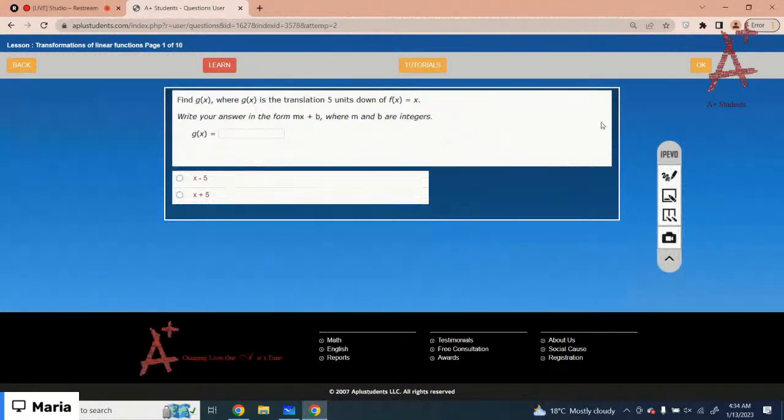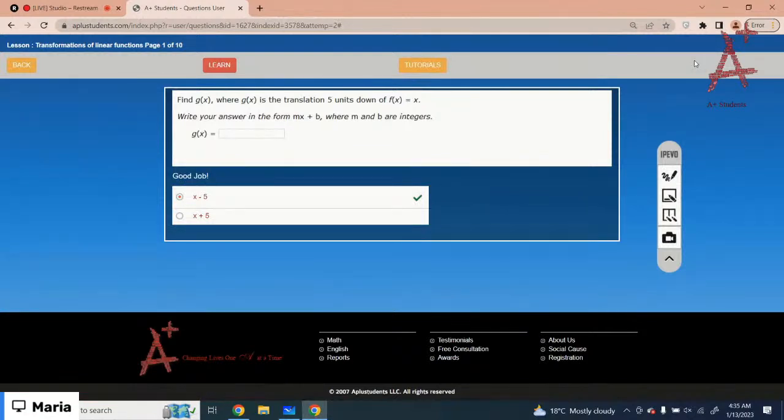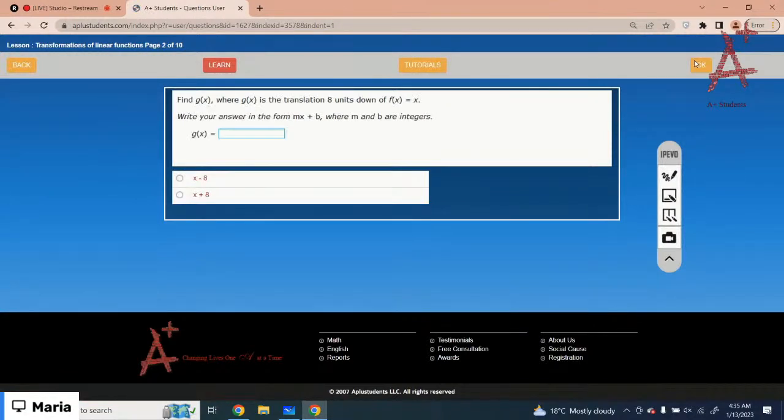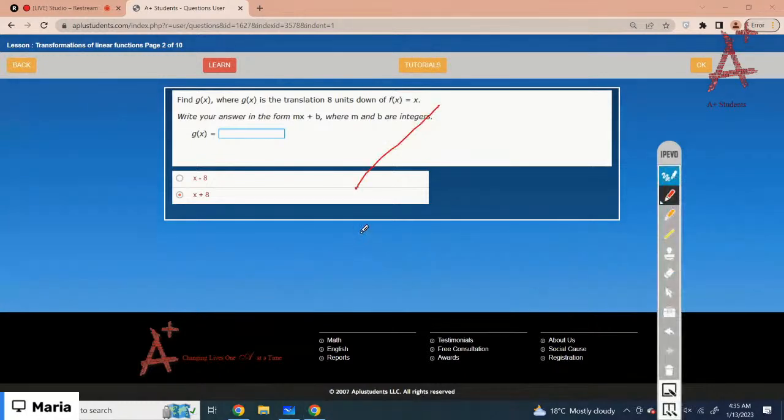Okay, so it is x minus 5. Got it. Just select the correct option and then click on the OK button. Okay, the next one is: find g of x where g of x is the 8 units down translation of f of x equals x. Got it. So again, you have to do the translation 8 units down. So it would be f of x minus k, got it? So it would be x minus 8. So just select the correct option, that would be option number 1, and then click on the OK button, got it?